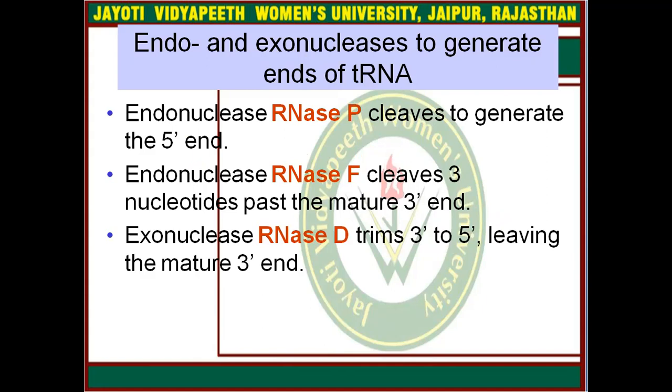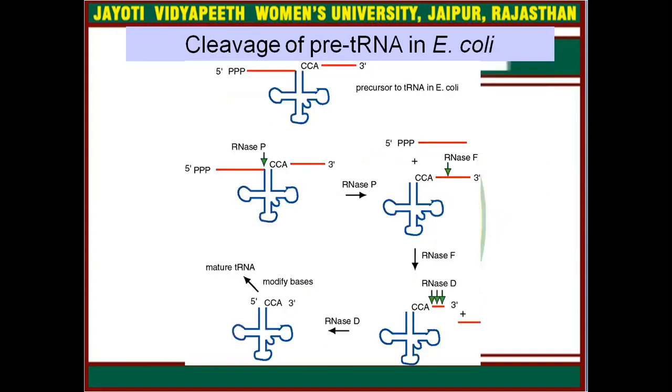Here you can see the cleavage of pre-tRNA in E. coli. This is the precursor of tRNA. Now RNase P comes in and cleaves at the 5' end, and RNase F will cleave at the 3' end. Then RNase F will cleave again at the 3' end. And now this is the modified and mature tRNA.